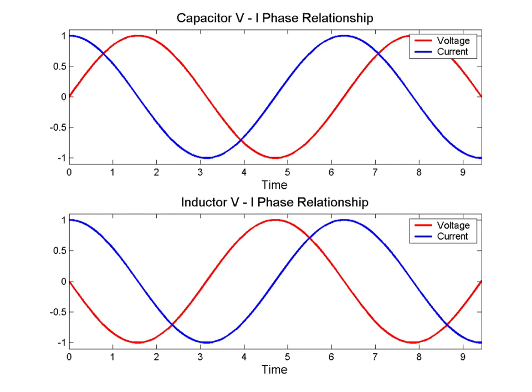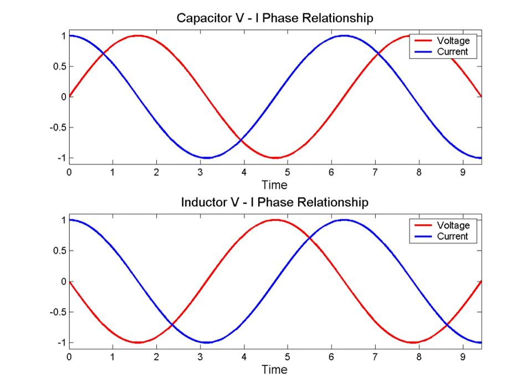The impedance of capacitors decreases as frequency increases. Z_C equals 1/(jωC).